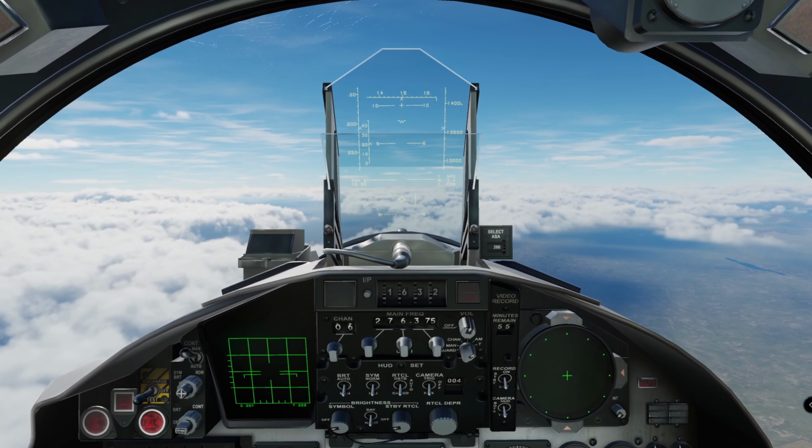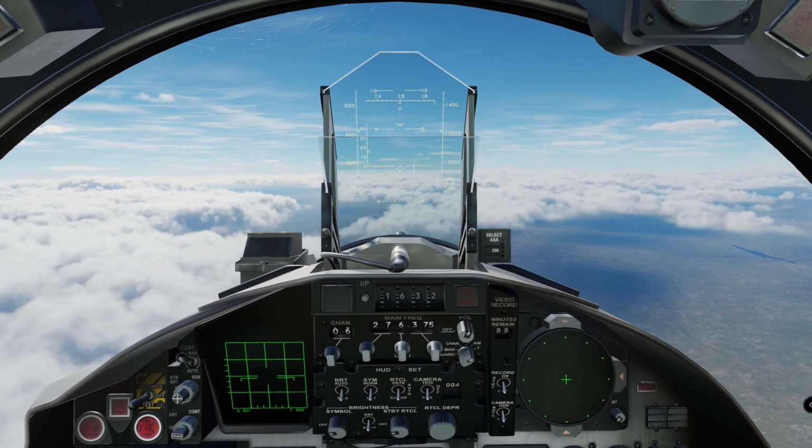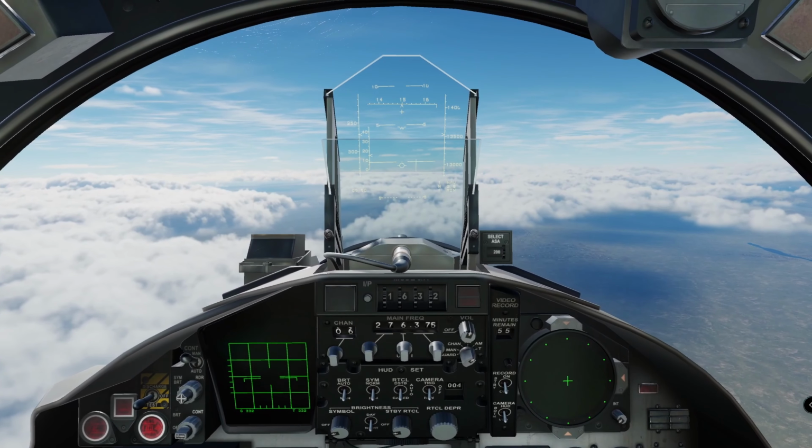Once your speed increases, you can start pitching up, and now you're recovered. Your flight path vector's right on the horizon. Now let's talk about some other types of stalls.